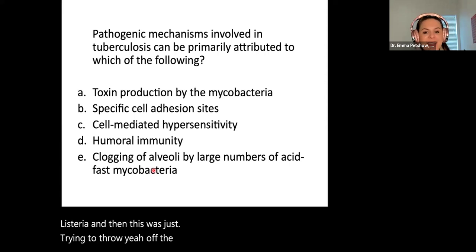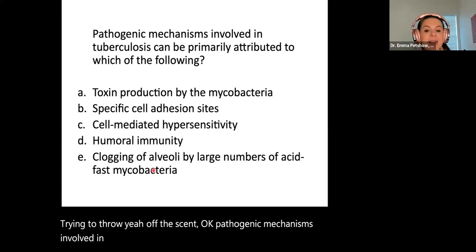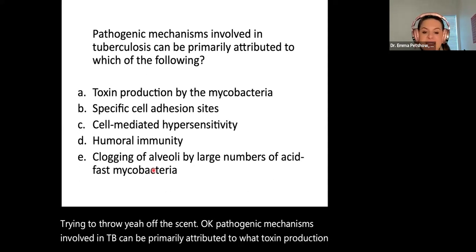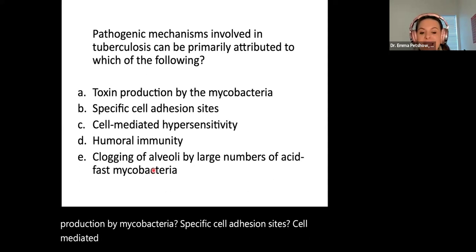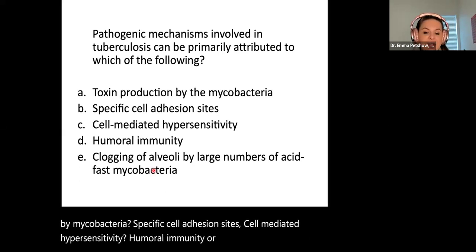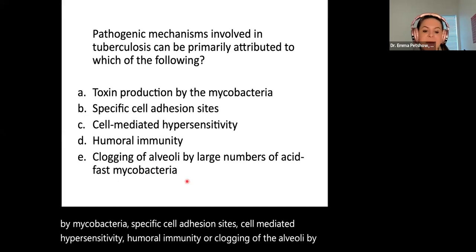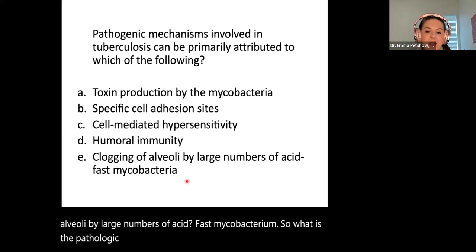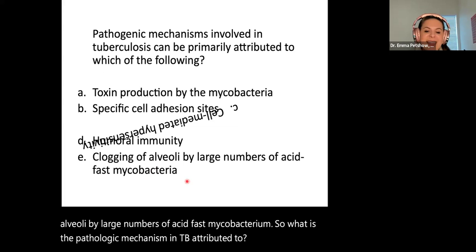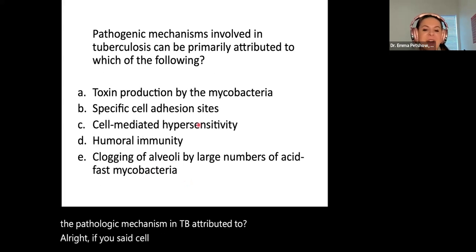Okay, pathogenic mechanisms involved in TB can be primarily attributed to what? Toxin production by mycobacteria, specific cell adhesion sites, cell-mediated hypersensitivity, humoral immunity, or clogging of the alveoli by large numbers of acid-fast mycobacterium. So what is the pathologic mechanism in TB attributed to? All right, if you said cell-mediated hypersensitivity, you are correct.